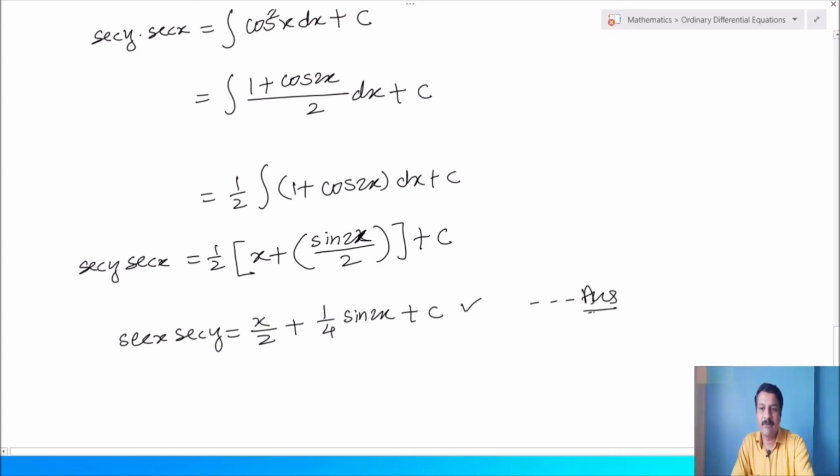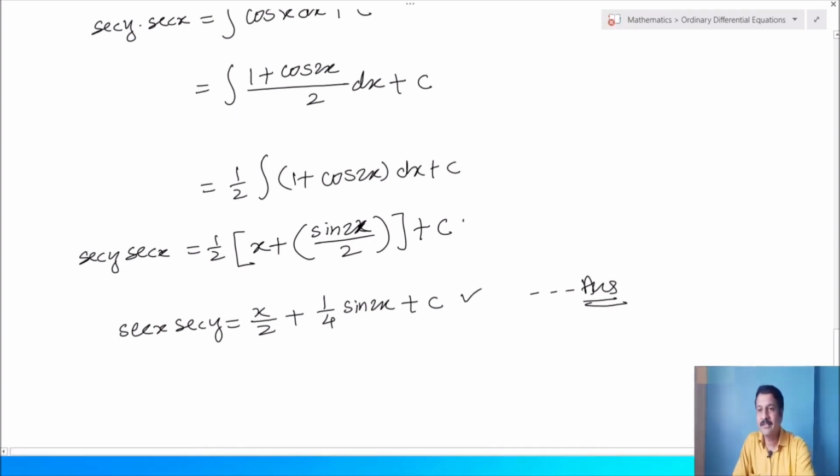One may simplify more, means these terms we can take to the left hand side, but it is not necessary. Or you can consider the answer up to this only.